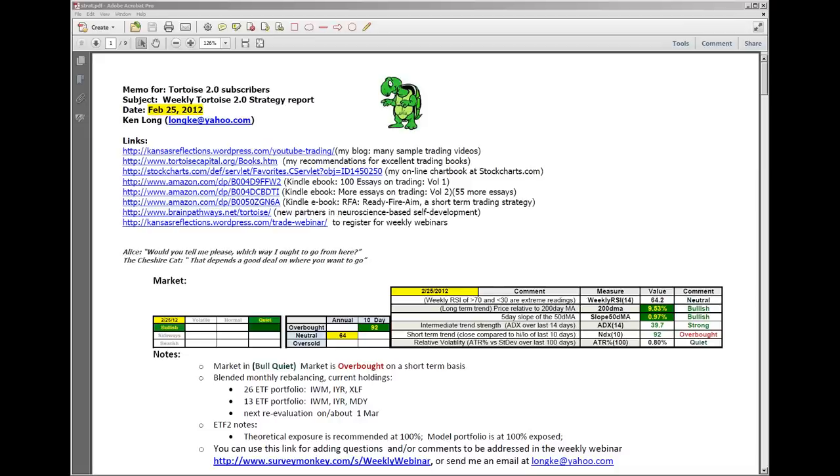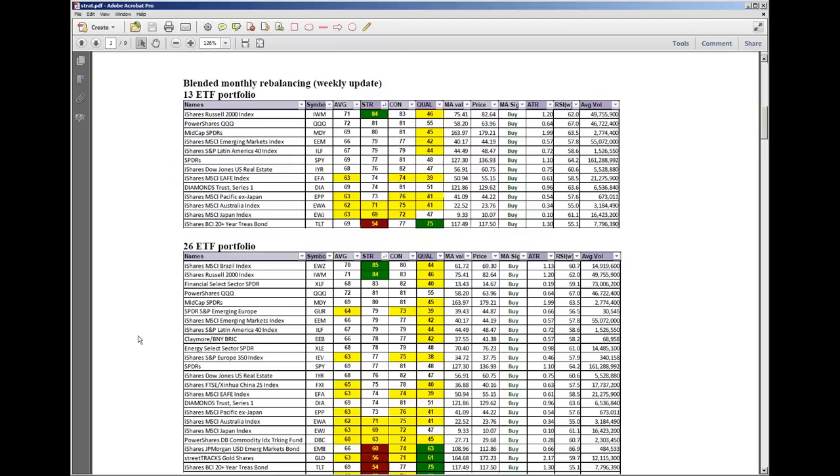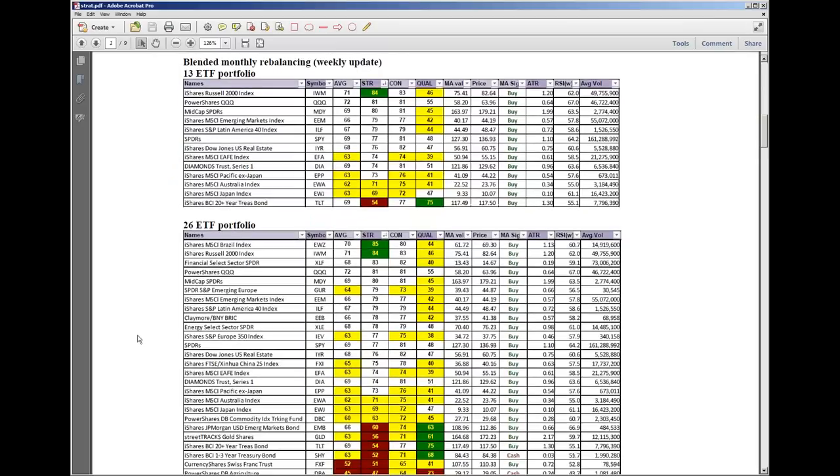Lisa, you had a question about what the current database shows on page 2. If we looked at the database on Friday, or tonight, the three strongest in the 13 ETF portfolio would be Russell 2000, the small caps, then technology, and then the U.S. mid cap. So that's the risk on trade in the U.S.